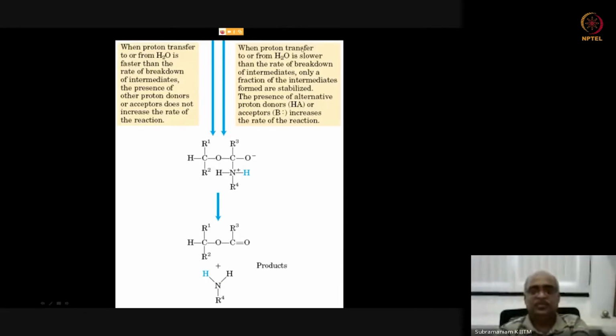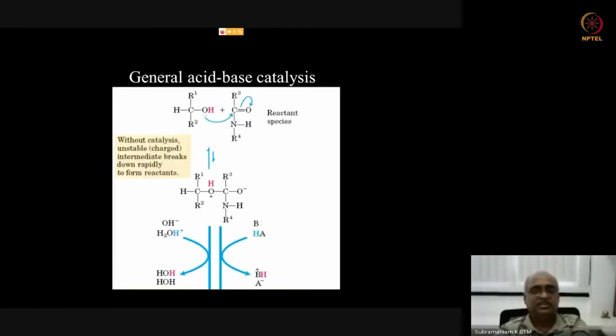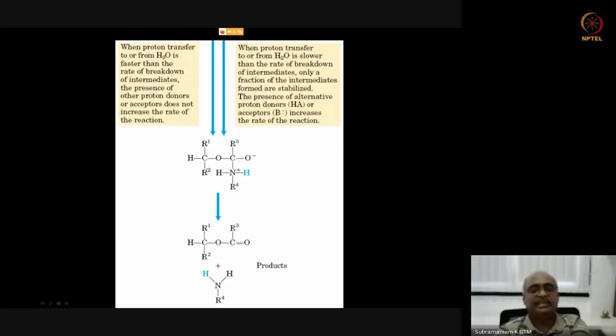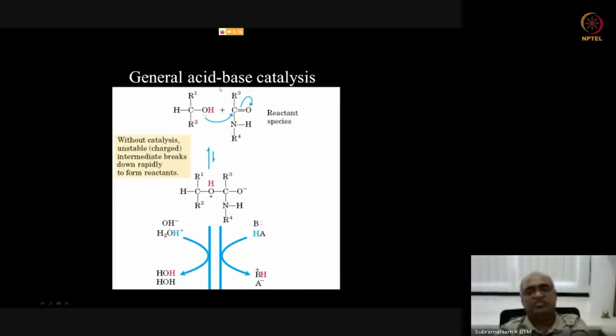But on the other hand, if the proton transfer to or from water is slower than the rate of breakdown, that means this happens a lot faster than the water taking care of this charged intermediate, then very little gets stabilized in this structure. So they mostly remain like this. Under that circumstance, if you have one more group that can very readily accept or donate a proton faster than the transfer to water, then that helps in the catalysis. When they provide a proton, you call it acid catalysis. When they accept, you call it base catalysis.